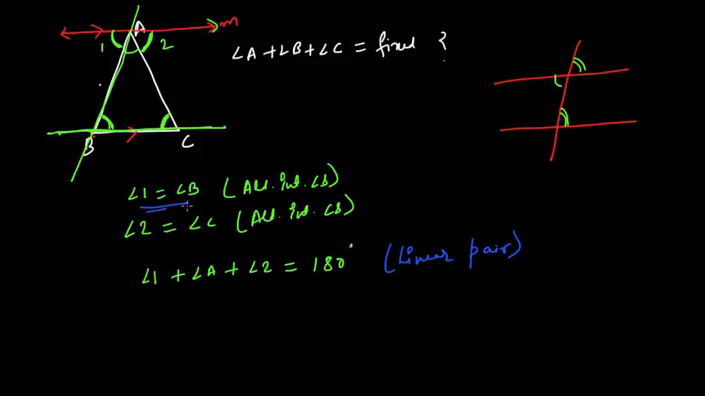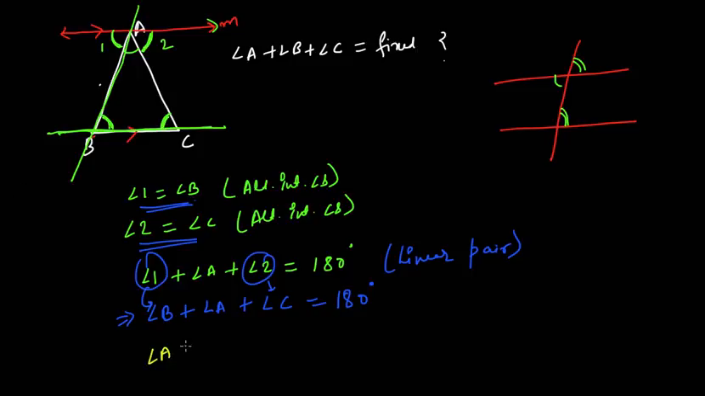Now from these both statements, that is angle 1 is equal to angle B and angle 2 is equal to angle C, I can write, let me replace angle 1 with angle B. So this becomes angle B, angle A as it is, and instead of angle 2, let me write angle C. So angle B plus angle A plus angle C, RHS remains the same, nothing changed. This is equal to 180 degrees. From this, I deduce a very important result. And what is that? That is angle A plus angle B plus angle C is equal to 180 degrees.